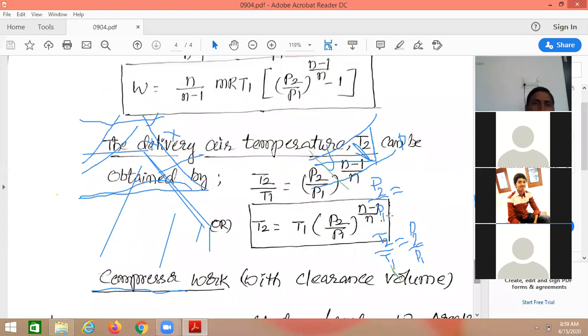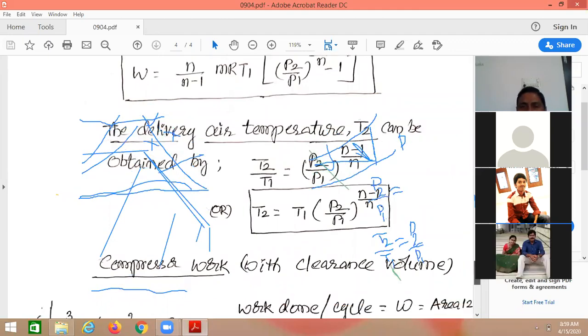So in the same way, what is the delivery temperature? At what temperature does the compressed air go out of the cylinder? Again we apply the relation T2 by T1 equal to P2 by P1 whole power n minus 1 by n. So the delivery temperature T2 equals the initial temperature into this ratio to the power n minus 1 by n. So this can be understood.